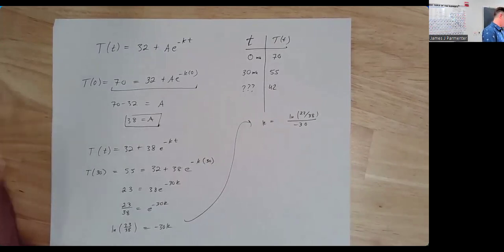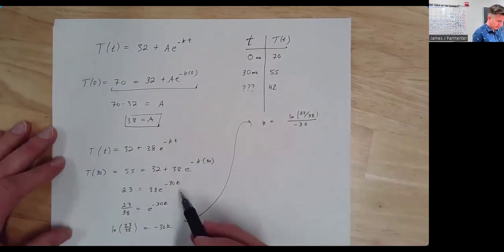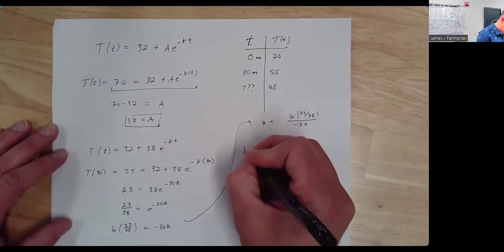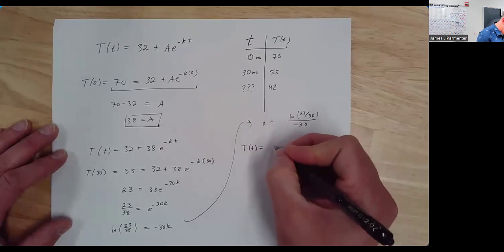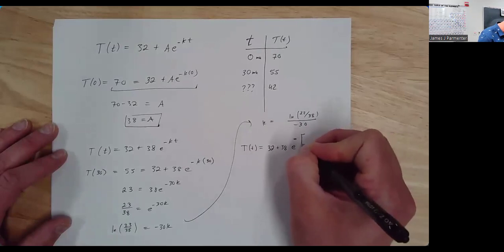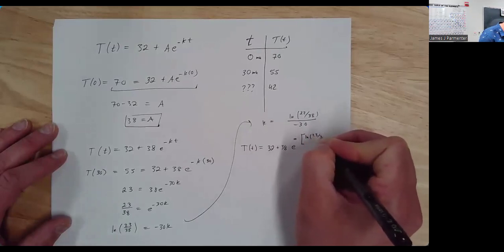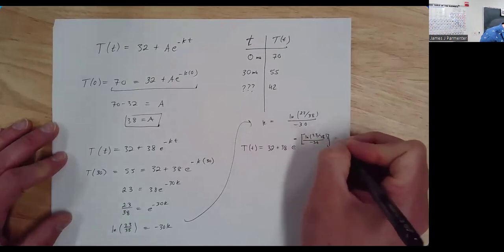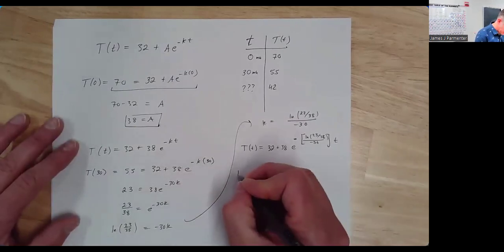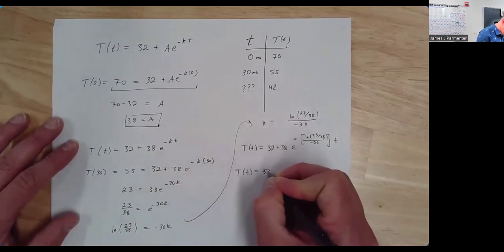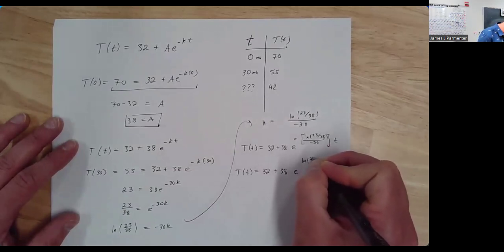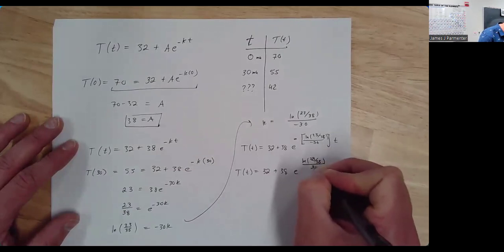I don't think it really matters, though. I mean, it matters, I guess. But if we plug this back in, I really think it's kind of silly to write, well, I'm going to write it, but I'll tell you why it's silly. T of t is equal to 32 plus 38 e to the negative natural log of 23 over 38 over negative 30 times t. Those negatives definitely cancel out. So I would rewrite this as the temperature at time t is equal to 32 plus 38 e to the natural log of 23 over 38 all over 30 times t.